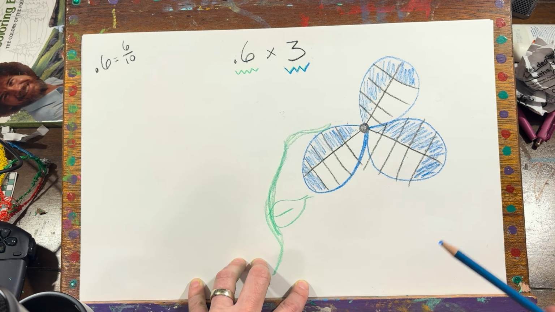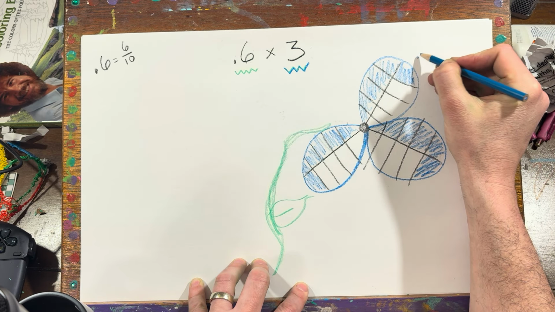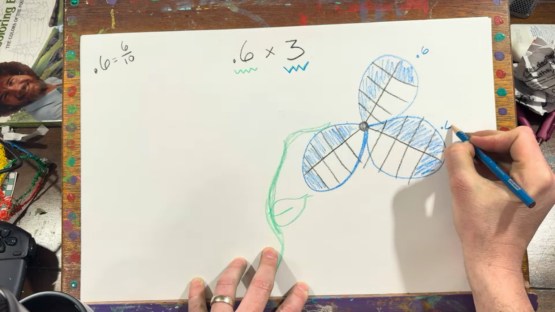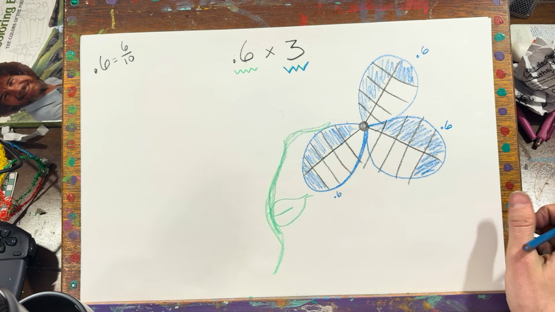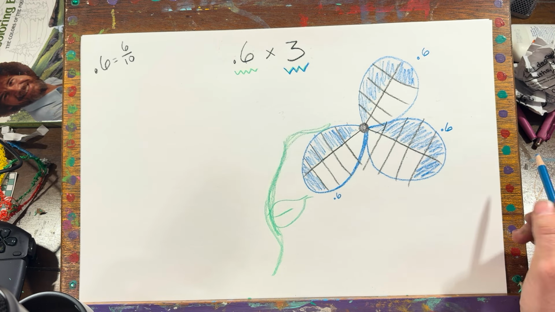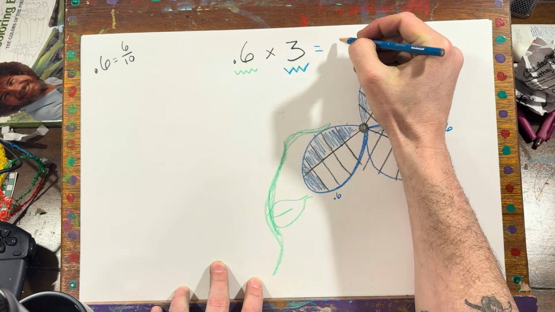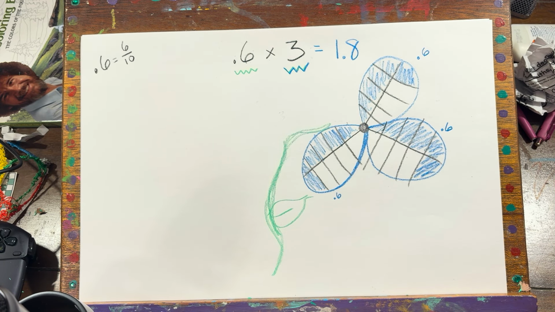Let's count up how many we have. Each of these pieces is 1/10. So here we have 6/10. Here we have 6/10. And here we have 6/10. This looks remarkably similar to when we wound up doing 3 times 6/10. So we have 1 8/10. Wow. That's really cool.